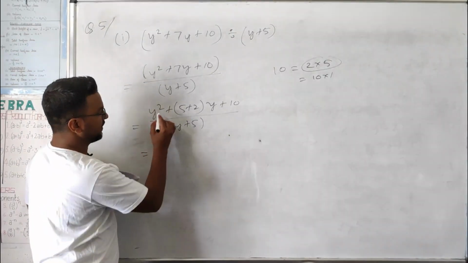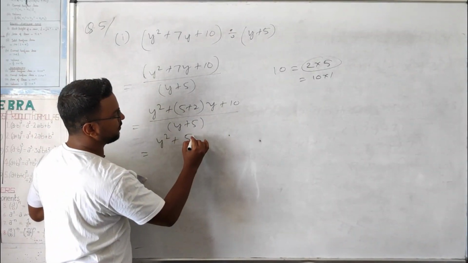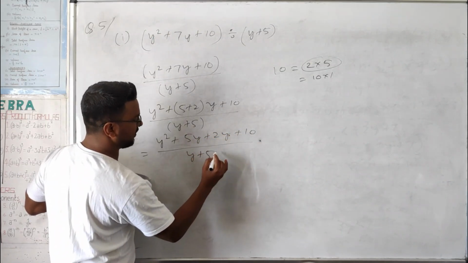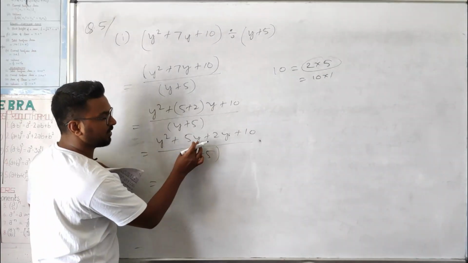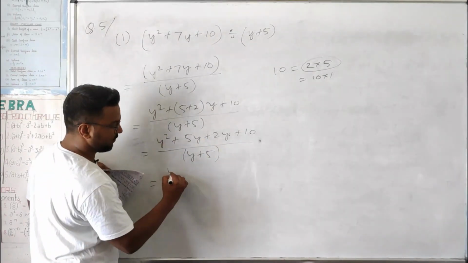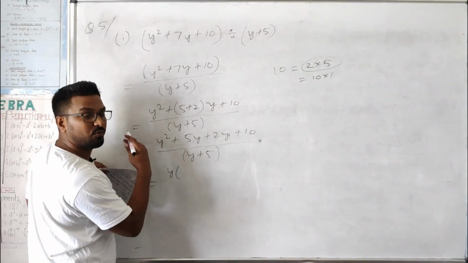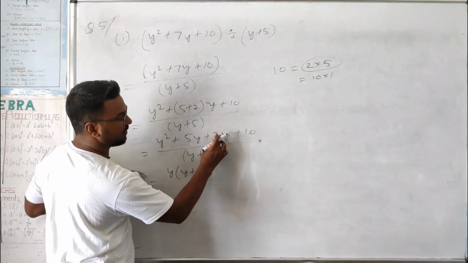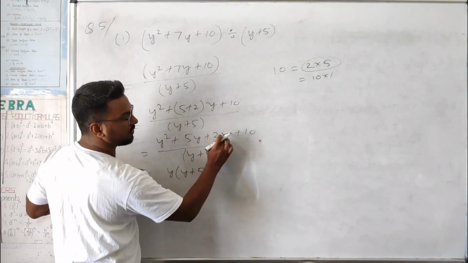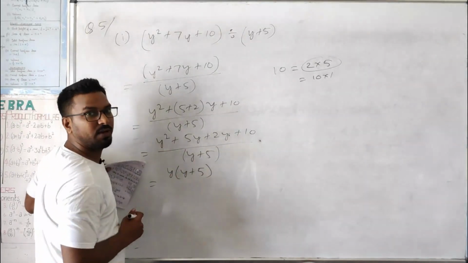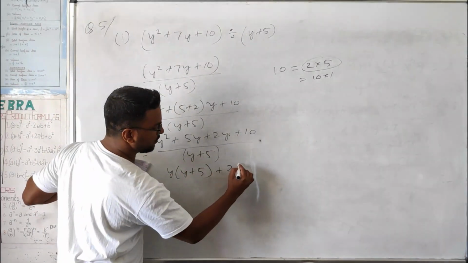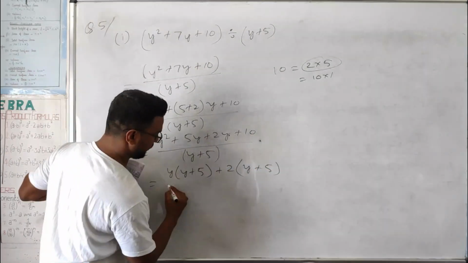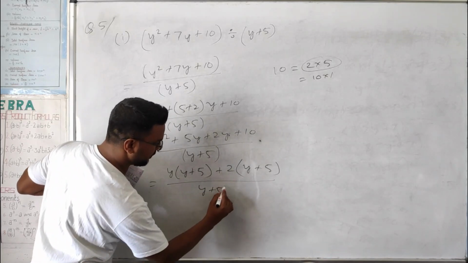Okay. Now this can be written as y square plus 5y plus 2y plus 10 divided by y plus 5. So what is common in the first two terms? y. So if you take out y, what will be left? From y square, if you take out y, y will be left, and from 5y, if you take out y, 5 will be left. Similarly in the next two terms, what is the common factor? 2. Both terms are divisible by 2. So you write plus 2, and if you take out 2, y will be left, and 2 fives are 10, divided by y plus 5.